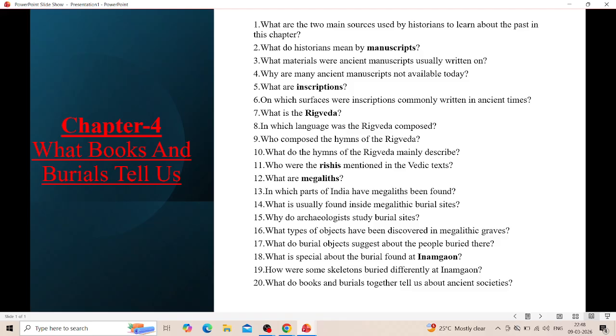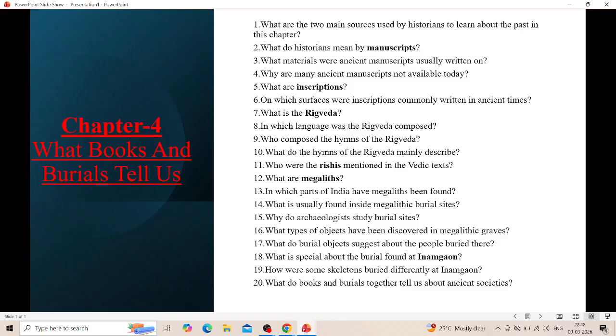Why do archaeologists study burial sites? Archaeologists study burial sites to learn about the life, beliefs and social differences of ancient people. What types of objects have been discovered in megalith graves? Pots, iron tools, weapons, ornaments and sometimes animal bones have been discovered in megalith graves.